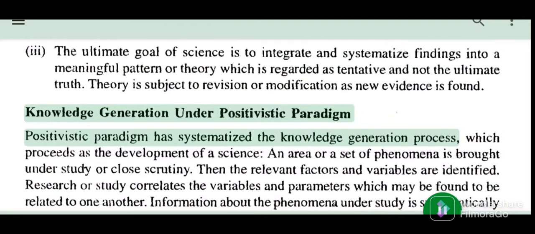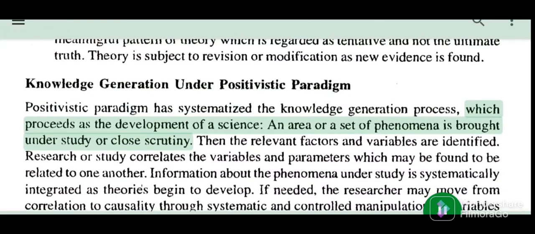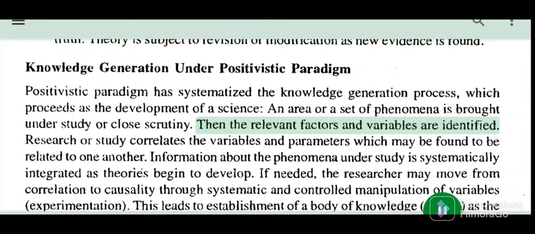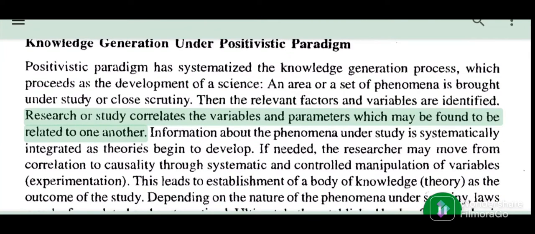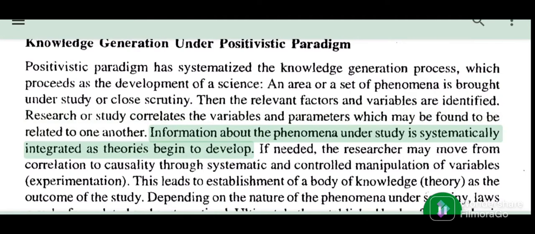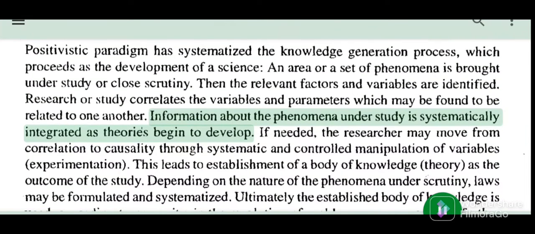Knowledge generation under positivistic paradigm. Positivistic paradigm has systematized the knowledge generation process, which proceeds as the development of a science. An area or a set of phenomena is brought under study or close scrutiny. Then the relevant factors and variables are identified. Research or study correlates the variables and parameters which may be found to be related to one another. Information about the phenomena under study is systematically integrated as theories begin to develop.